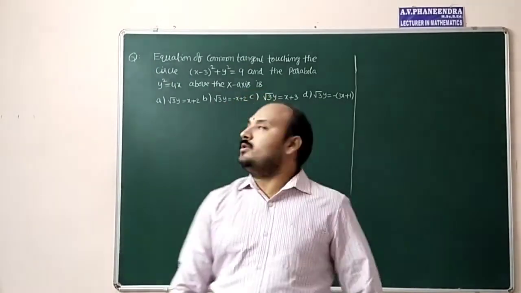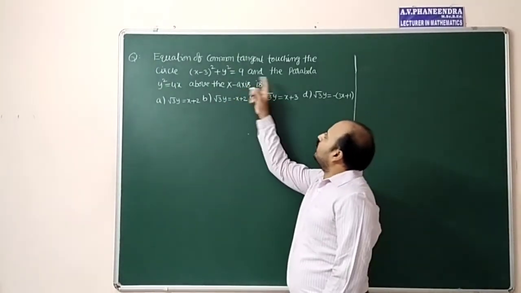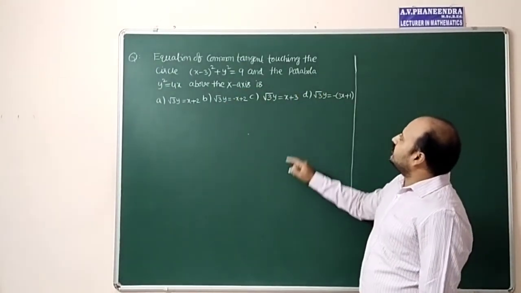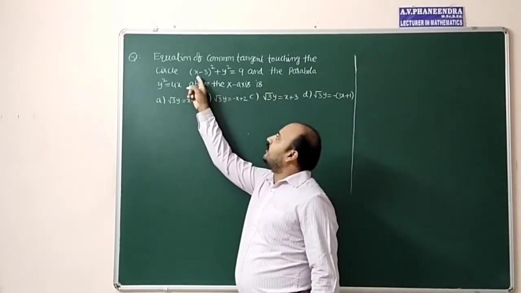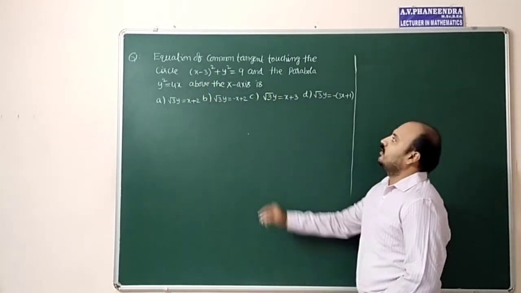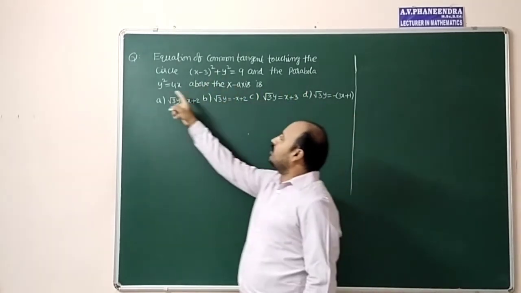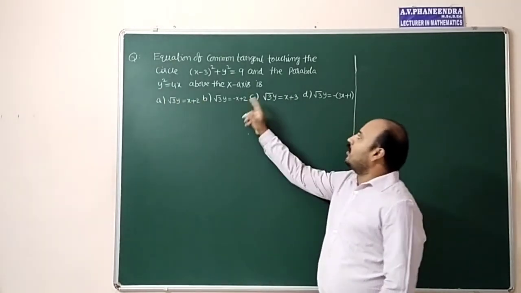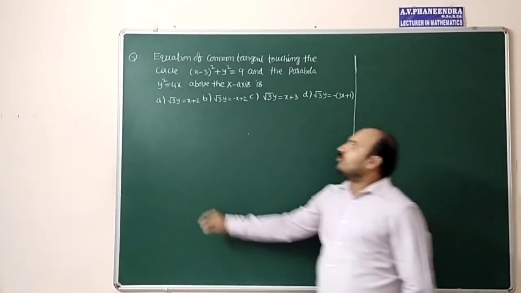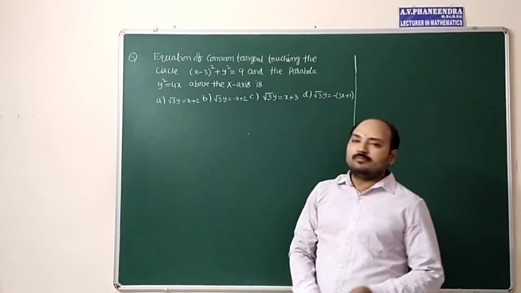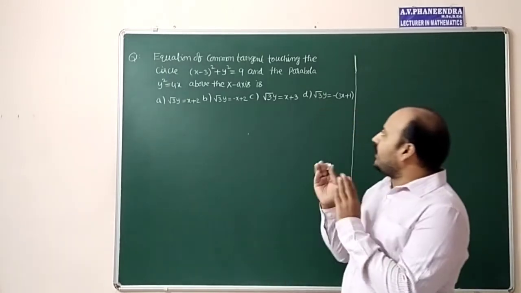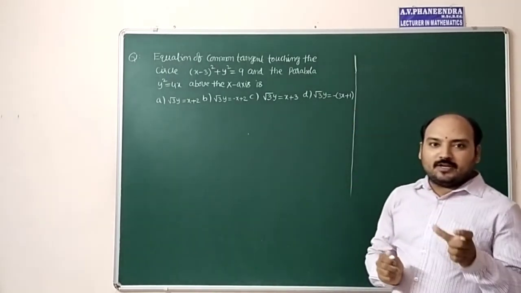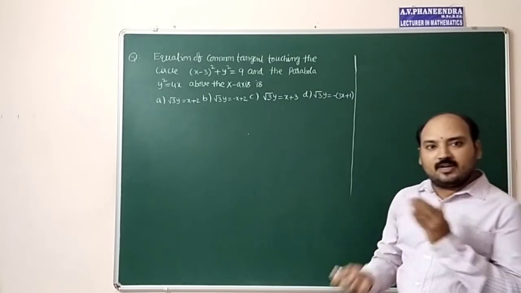The next question. The equation of the common tangent touching the circle (x minus 3) whole square plus y square equal to 9 and the parabola y square equal to 4x, above the x axis, these are the options. Here the common tangent is touching both the circle as well as the parabola.